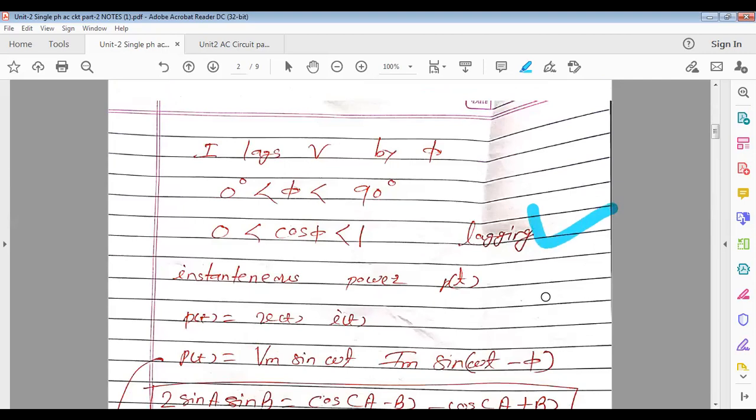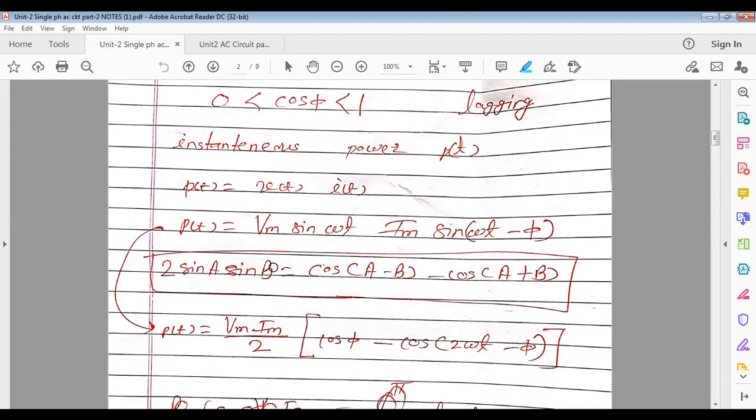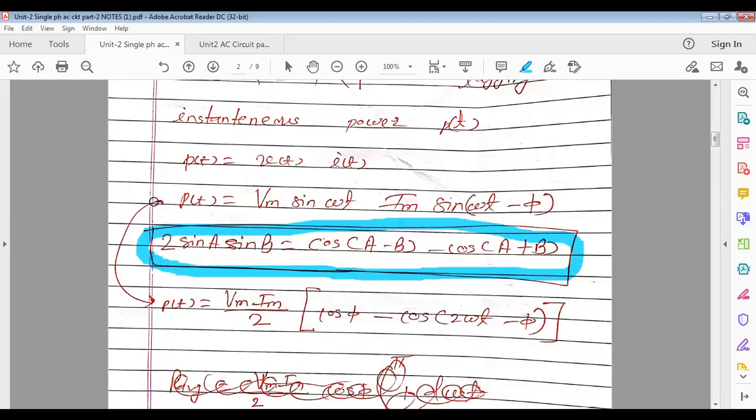Now next is instantaneous power. Same as the earlier one, instantaneous power, small p of t, is equal to small v of t into small i of t. Put the values: Vm sine of omega t into Im sine of omega t minus phi. Okay, simplify it. So this formula you have to use here, sine A into sine B. Okay, apply this formula, and you will get this one step.